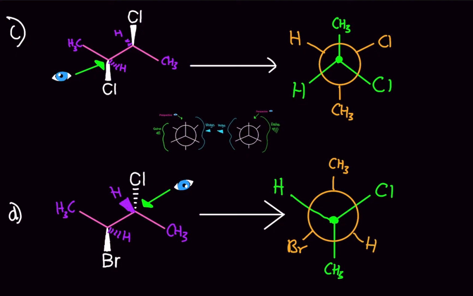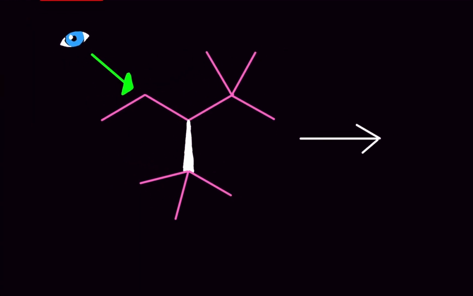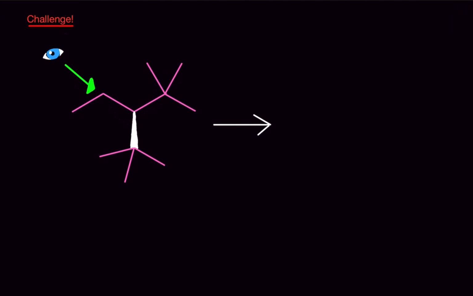Perfect. Now, let's do the challenge problem. This looks complicated, but I promise you, it's the exact same thing. The perspective is going from left to right. The invisible laser hits this carbon first and hits this carbon second. So this is the front carbon and this is the back carbon right here. So let's draw that in.